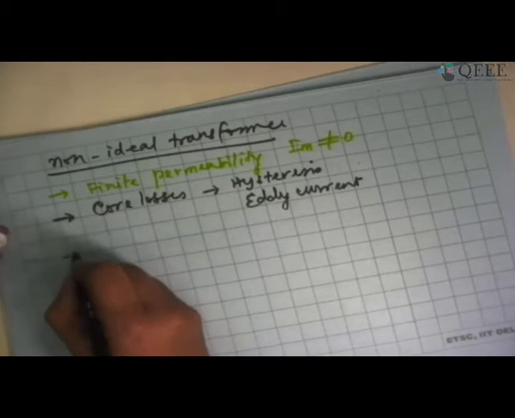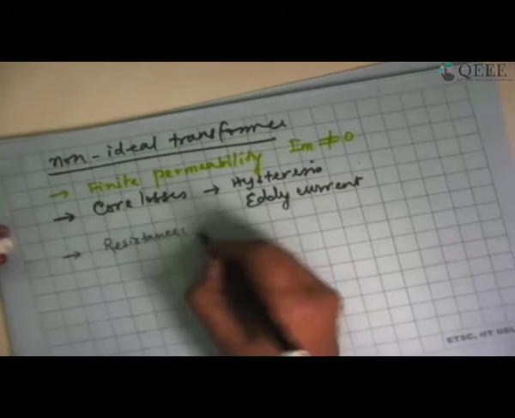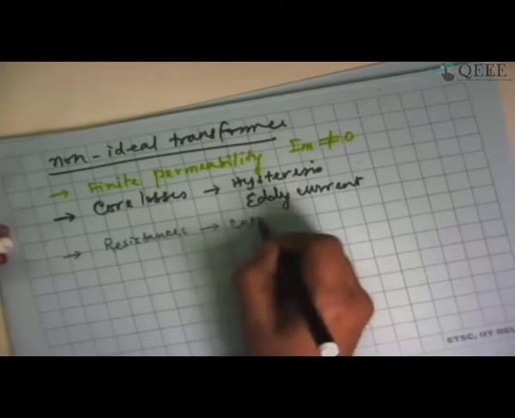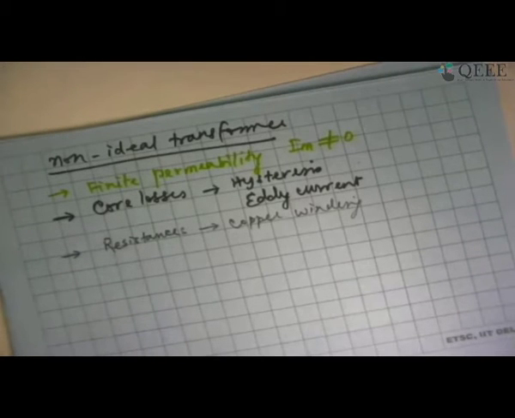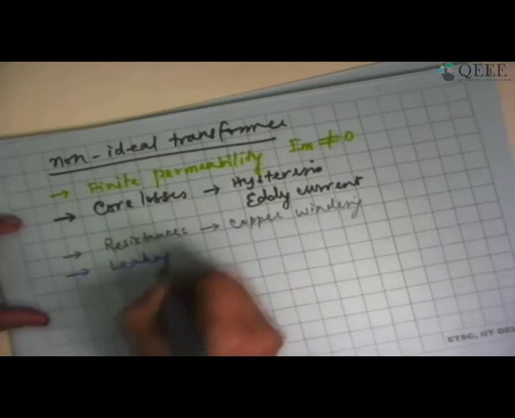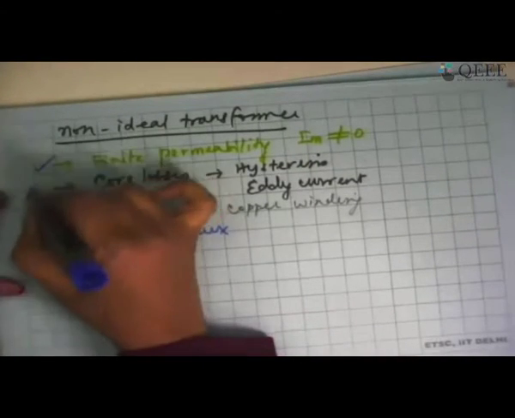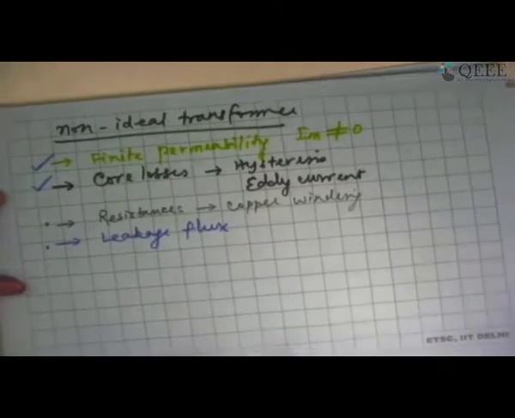Then the third point that we are going to look at is that resistances are there for the winding. These resistances are essentially for the copper winding that are placed in the form of primary and secondary winding. So what are going to be the effects of this? We'll have to look at that. And the next one that we want to talk about is leakages, leakage flux. So these are the 4 points that we need to talk about. These two have already been discussed. We will look at the third point and the fourth point now.